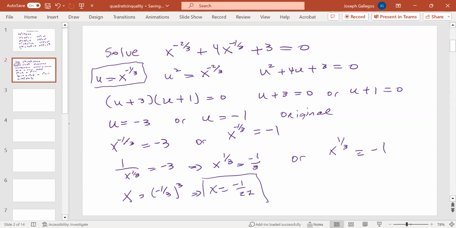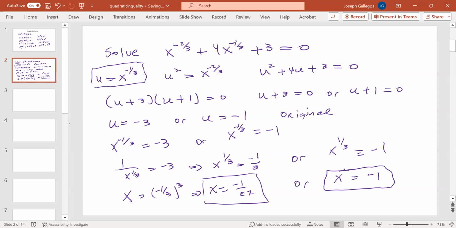There's our first solution. And then the second one, cubing both sides, we would have x is equal to negative 1 cubed. Negative 1 cubed is negative 1. So those are the two solutions to this quadratic form equation.